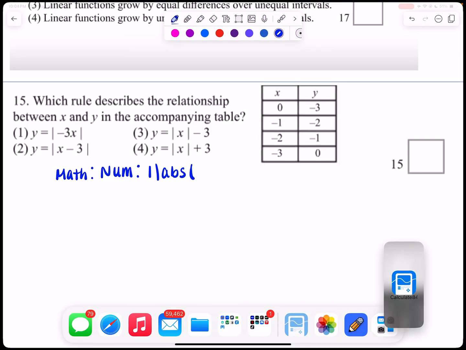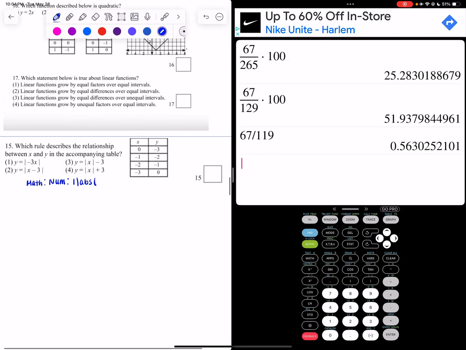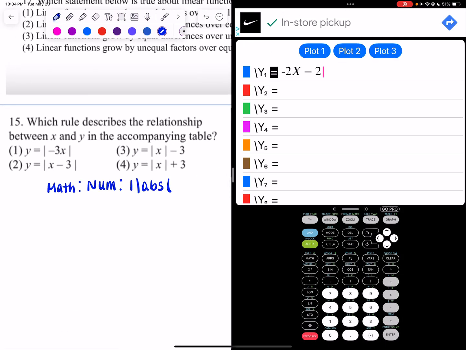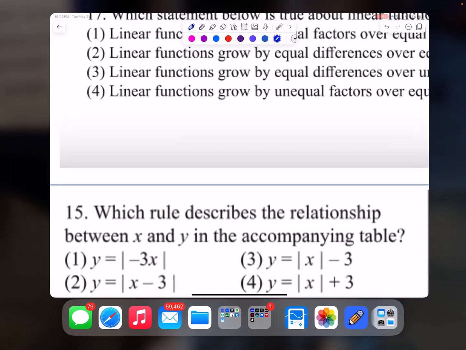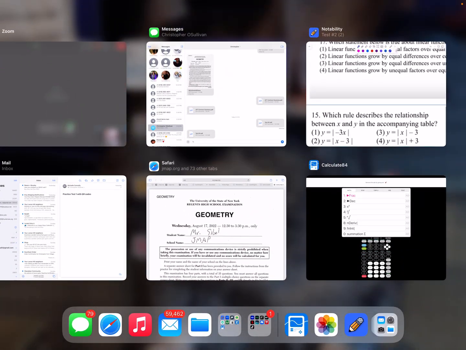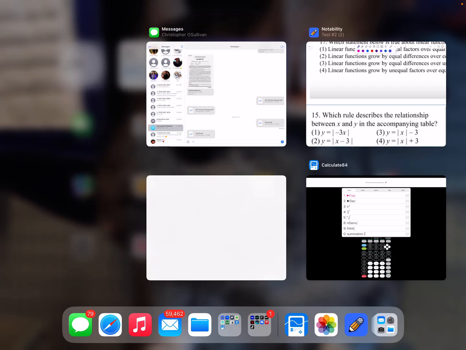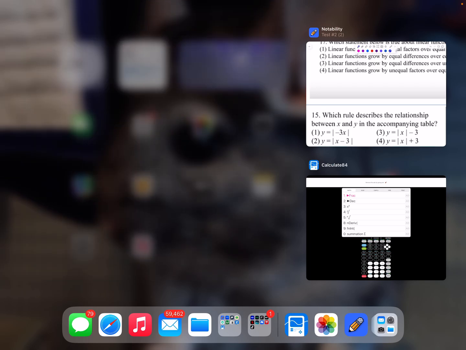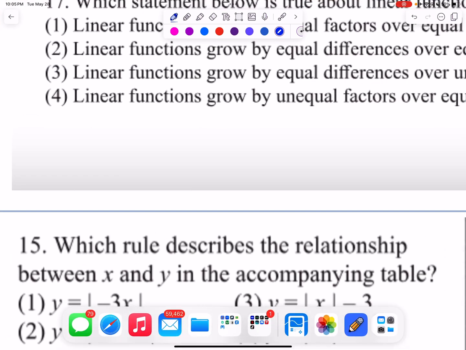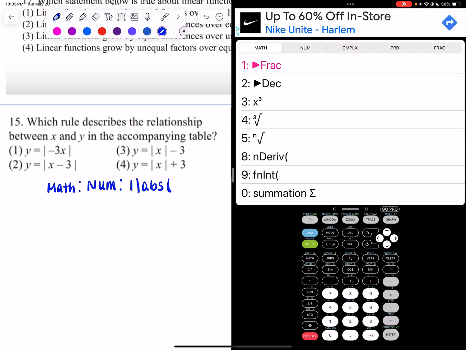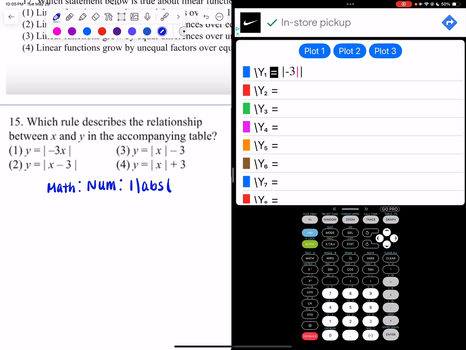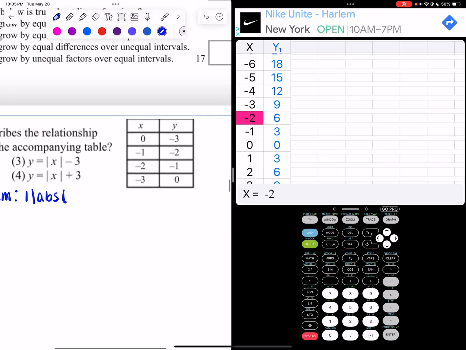So what I'm going to do is I'm basically just going to type my equations into y equals, then hit second graph. So for choice 1, it says the absolute value of negative 3x. So I'm going to go to y equals, and I'm going to type in math, scroll right, enter, and then type in negative 3x, and then I have the absolute value of negative 3x. I'm going to hit second graph.